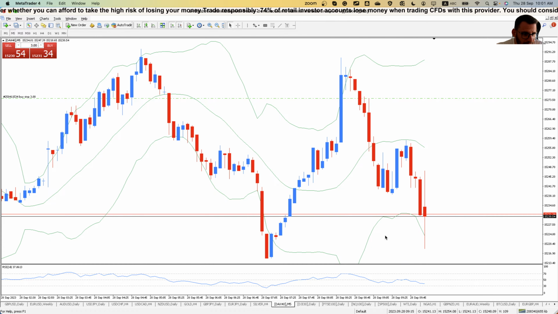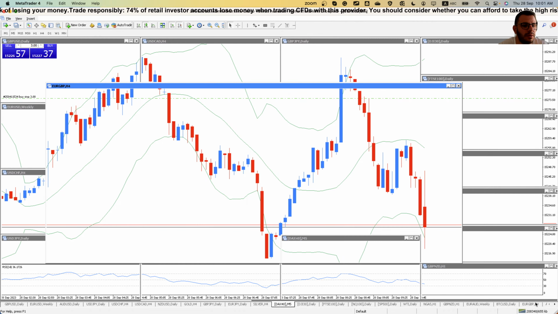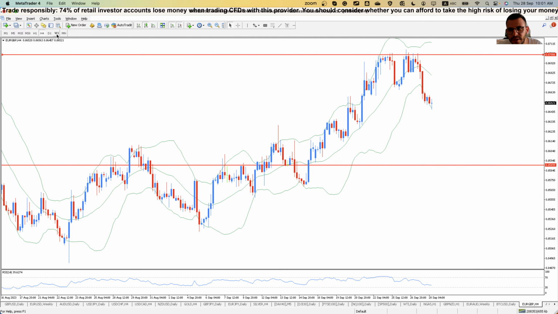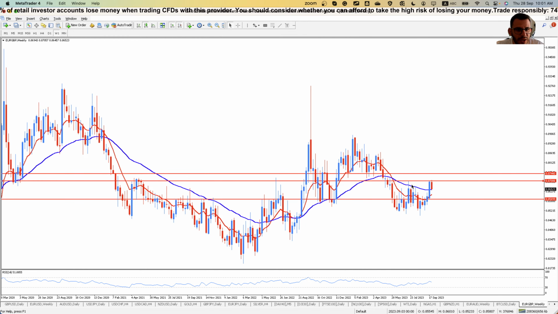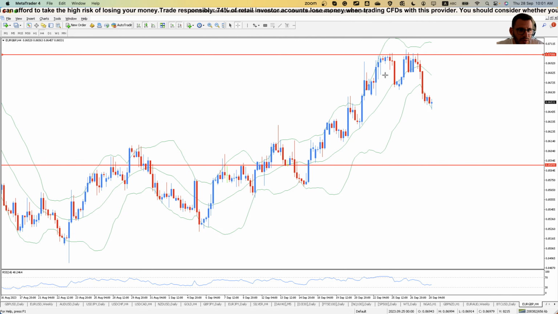Johan asks, please look at the euro against the Great British Pound. Yes, we can do that. Euro against the Great British Pound, weekly chart, strong resistance, guys. Commented from the beginning of the week. Nice bearish engulfing, no, sorry, not bearish engulfing, but very close.